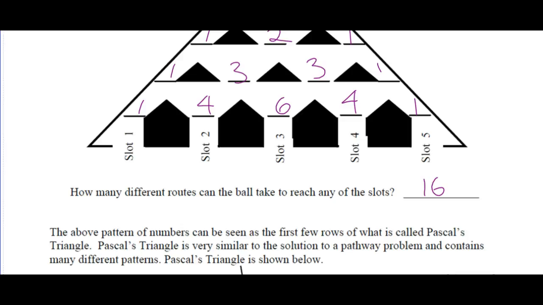It's like, well, how can you get here? Well, I can come from any of the three paths that came to this point or any of the three paths that came to this point. And so that gives me 6 different paths to get to that point.